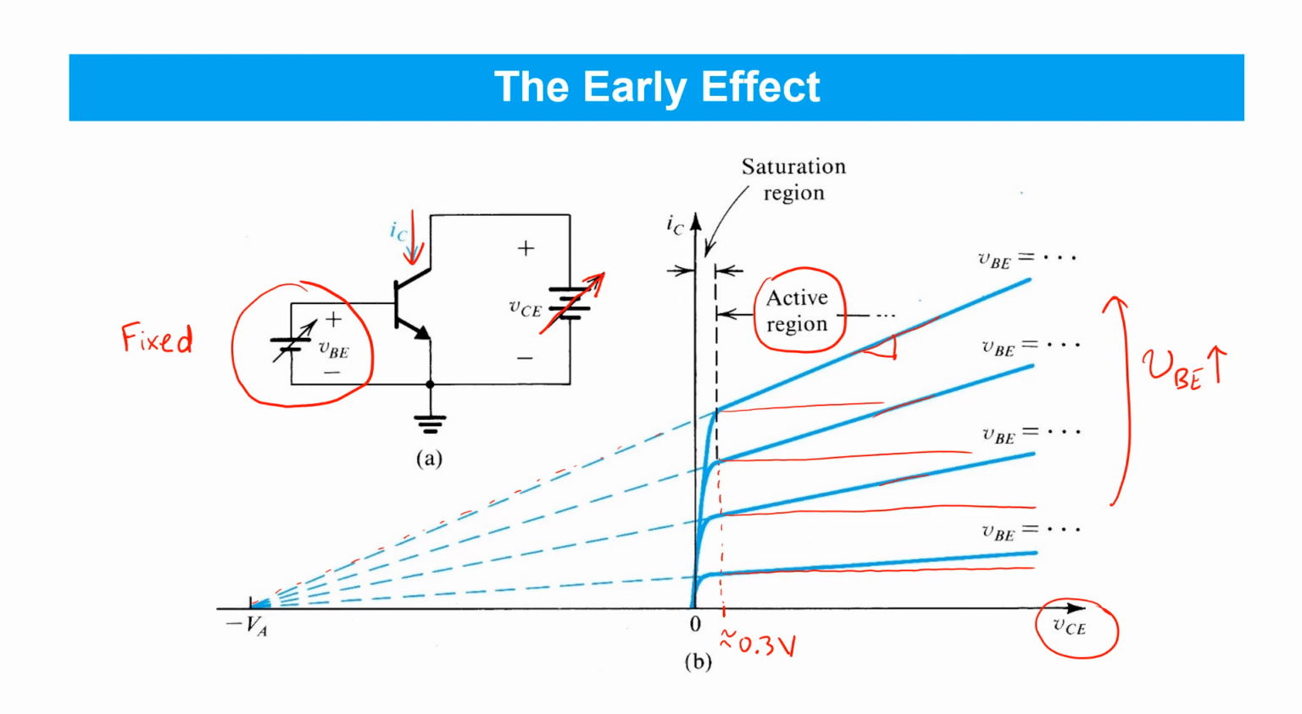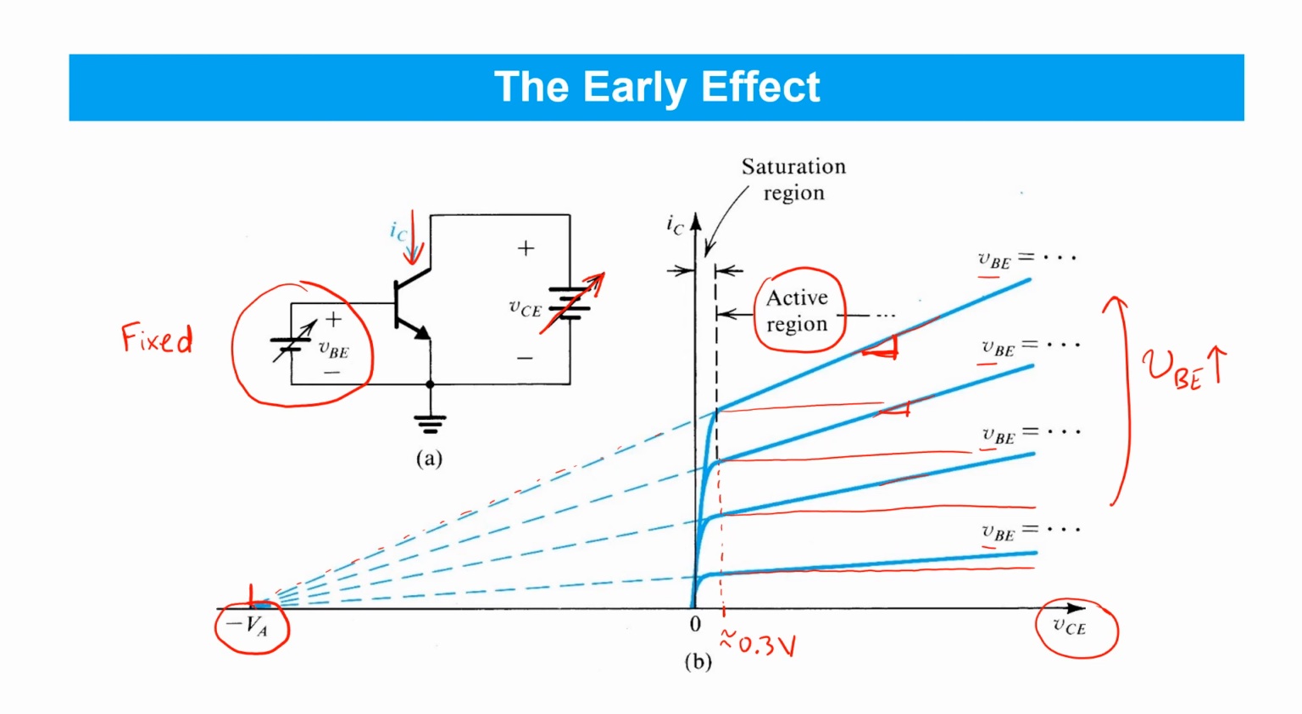And in fact, the early effect arises in such a way that they would all intersect at the exact same voltage. The voltage where they would intersect, hypothetically here, is therefore a useful parameter that allows us to quantify the slope of the IV characteristics in active mode for any value of VBE and any value of emitter and collector current.